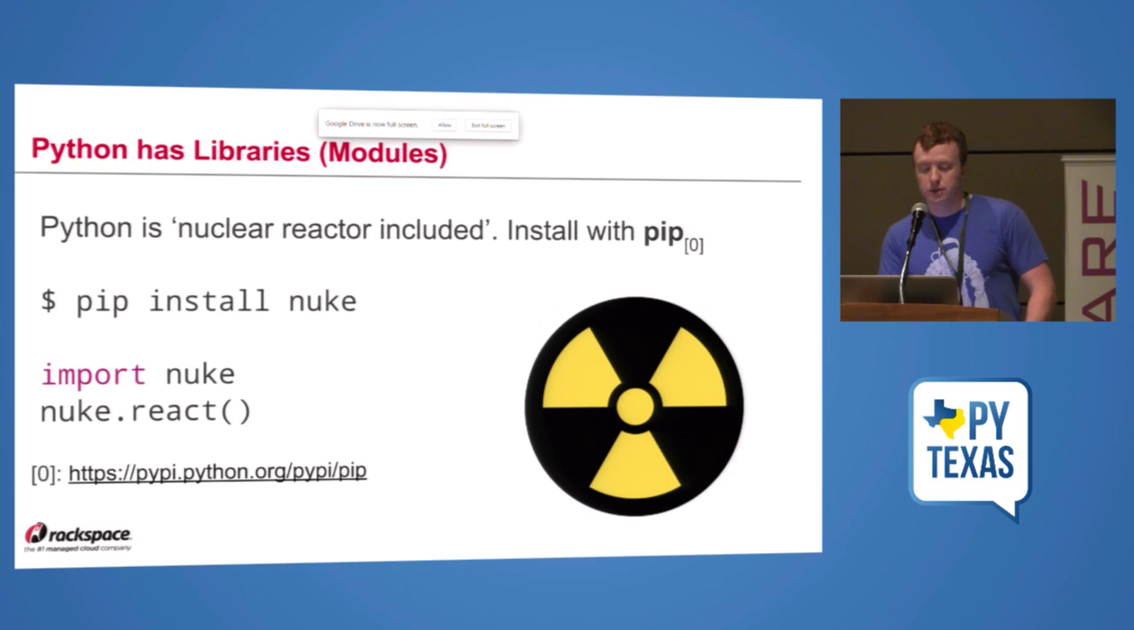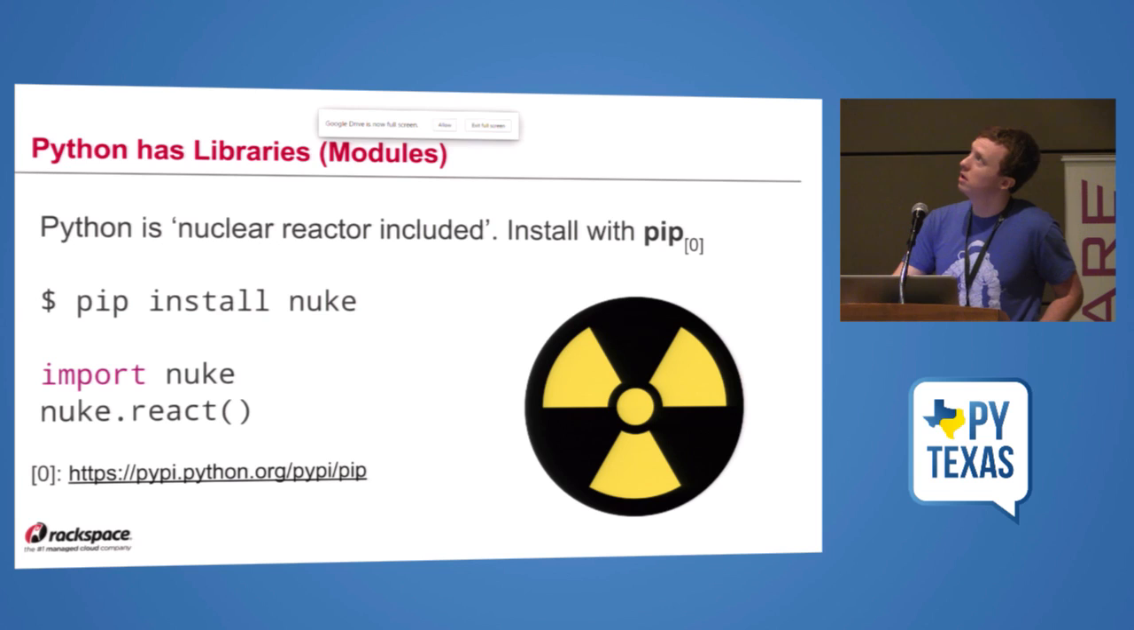So you've got a skeleton of your project going, but you probably don't want to do everything yourself. You should spend some time and look for Python libraries, and Python comes with a really nice utility called pip, which will let you download and install modules directly from PyPI. As you can see here, I've installed the nuclear module, and I'm using it to react. Pretty simple.